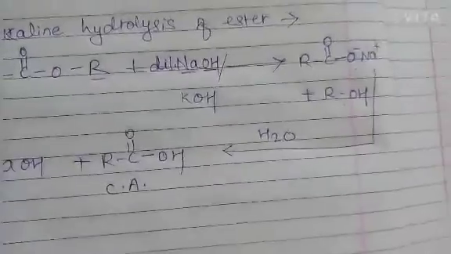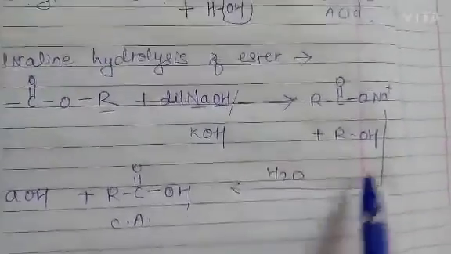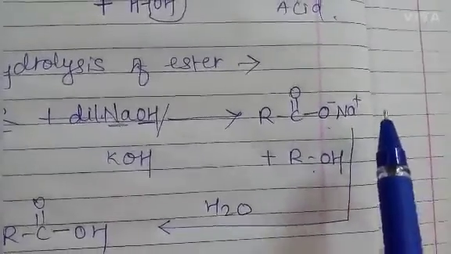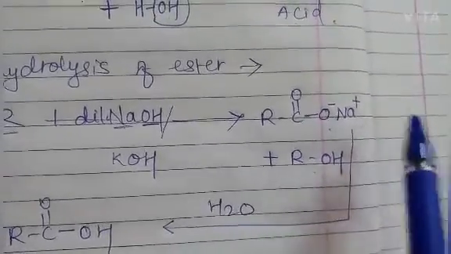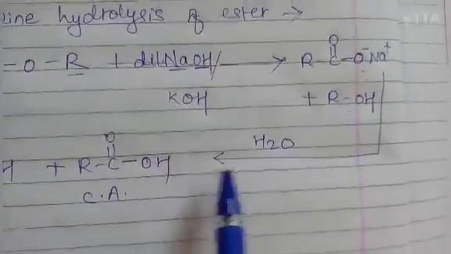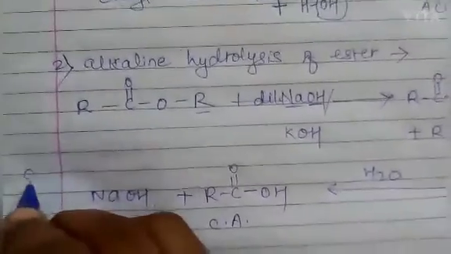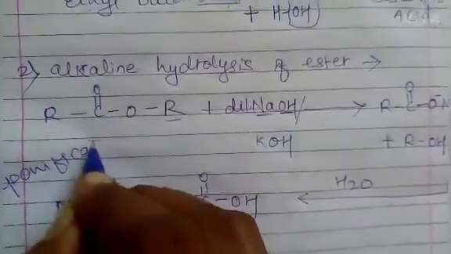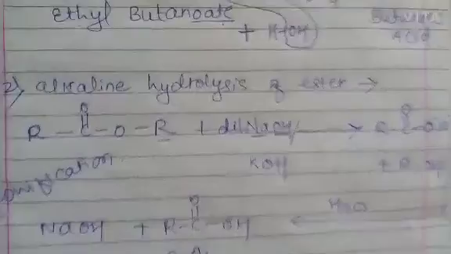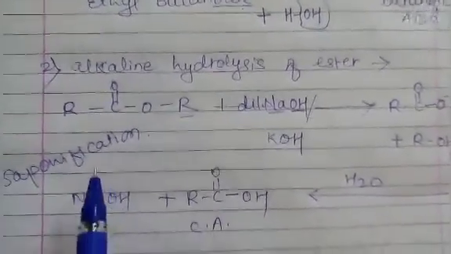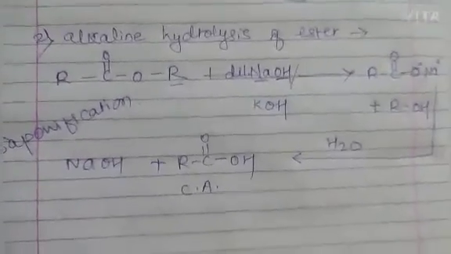The sodium or potassium salt of higher fatty acid is known as soap. Hence, the alkaline hydrolysis of ester is called saponification. This process is called saponification, and we have seen this already in the 11th standard. I think it was the 16th lesson. We have seen this saponification reaction under that lesson.